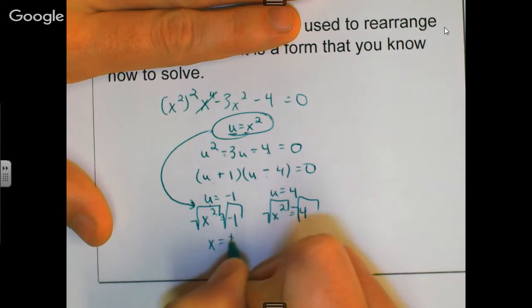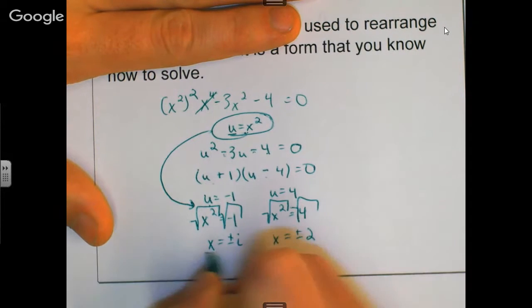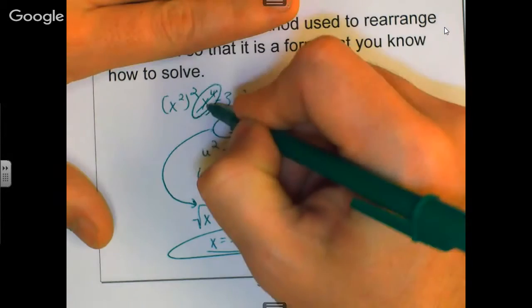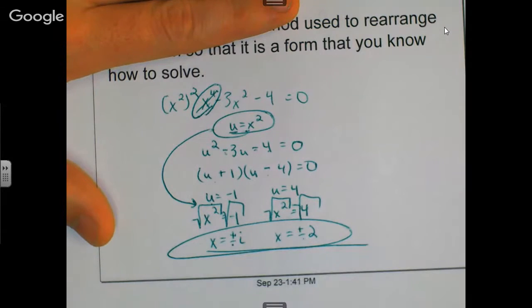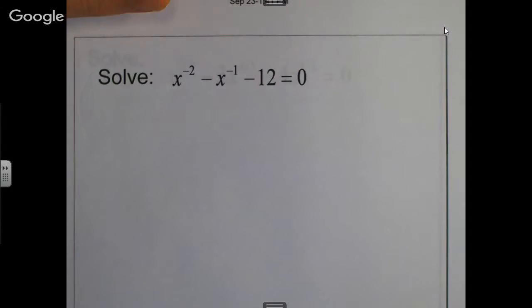x is plus or minus i. x is plus or minus 2. And there are your answers. How many was I looking for? Well, I had x to the 4th in the beginning, and I have 1, 2, 3, 4 answers. Now here's one.